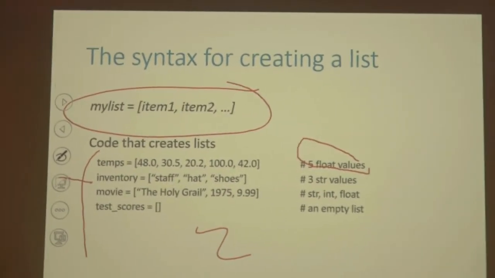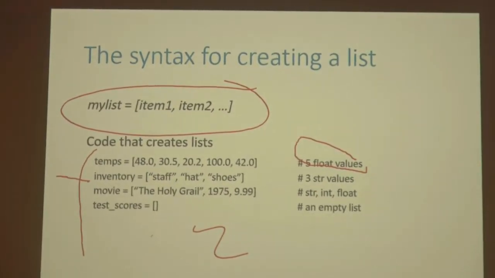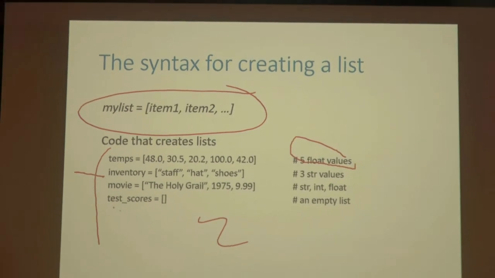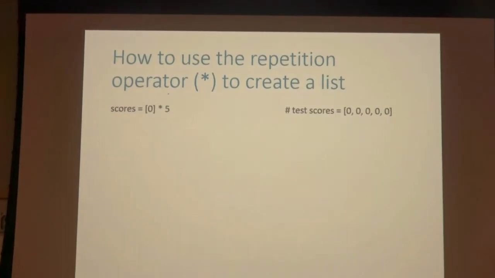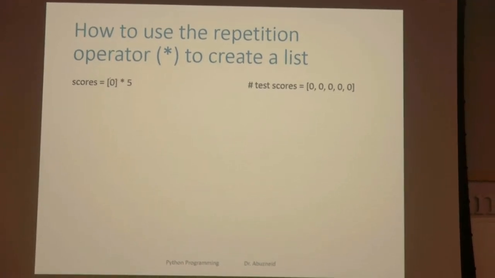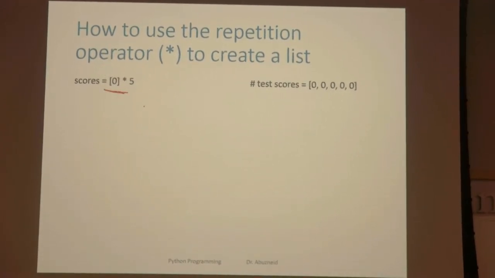So you have in here the movie, which has the name of the movie, the year, and maybe the rating. It's a string with an integer and a float. So the list can have different types. And then test score in here is an empty list. Also, remember the star: if you need to repeat a value, in here for example, 0 multiplied by 5 will create a list with 5 elements, and all of them have the value of 0.